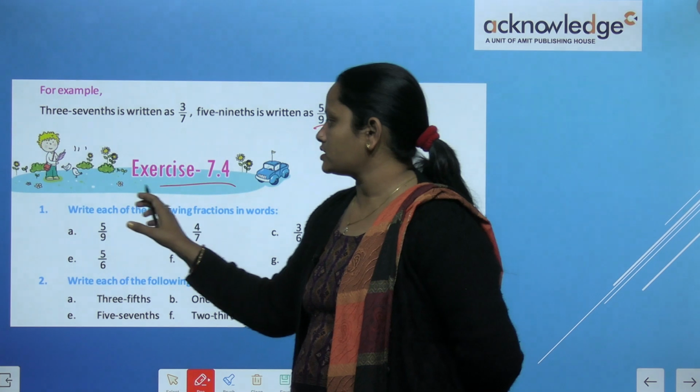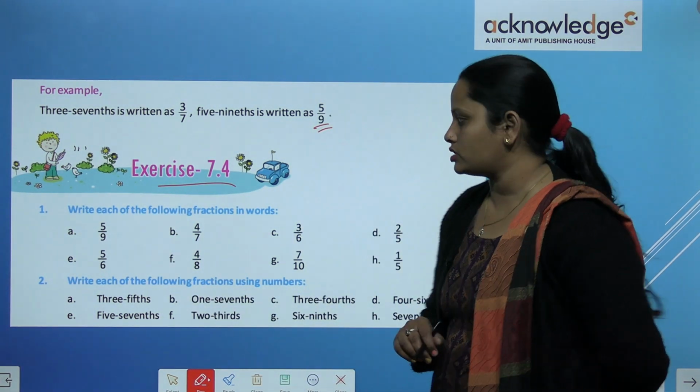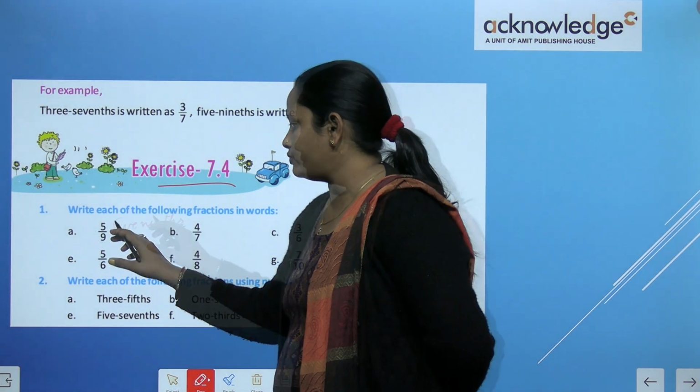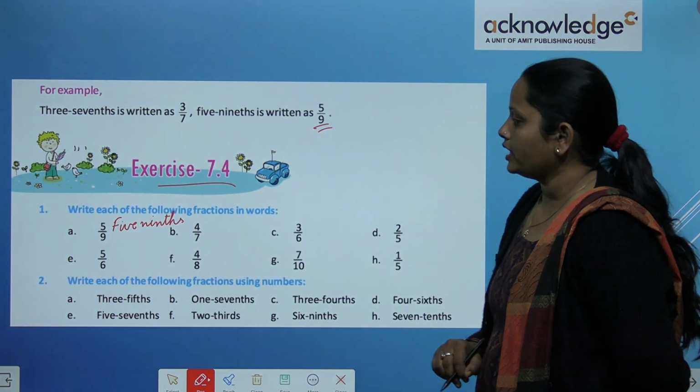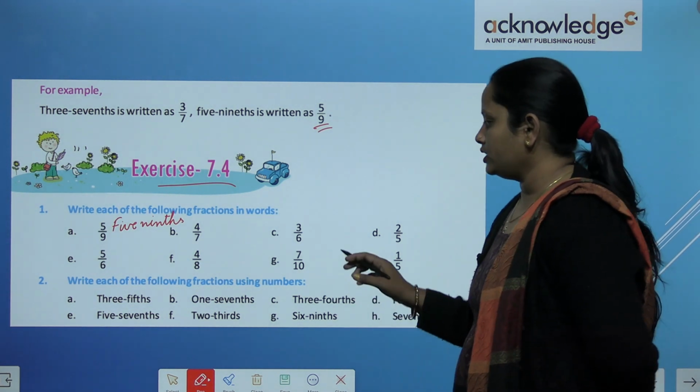So let's do this Exercise 7.4. Write each of the fractions in words. तो हम क्या लिखेंगे? Five-ninths. ऐसे लिखेंगे three-sixths.